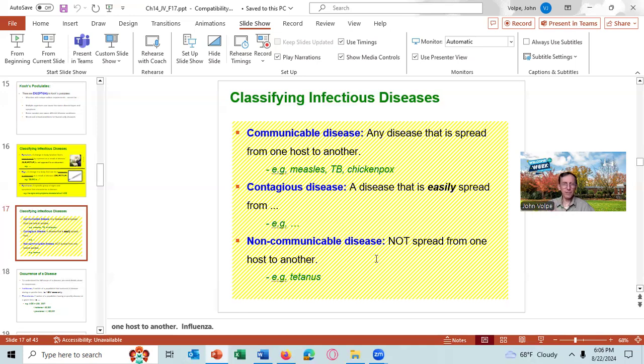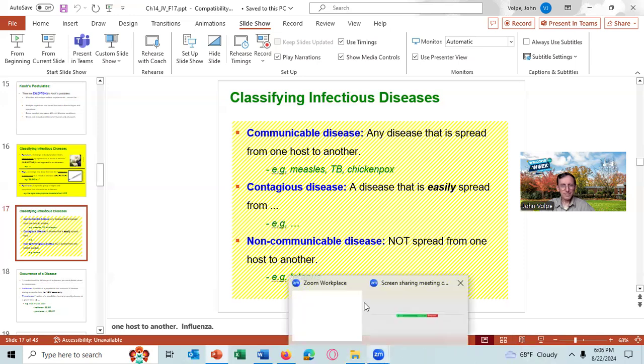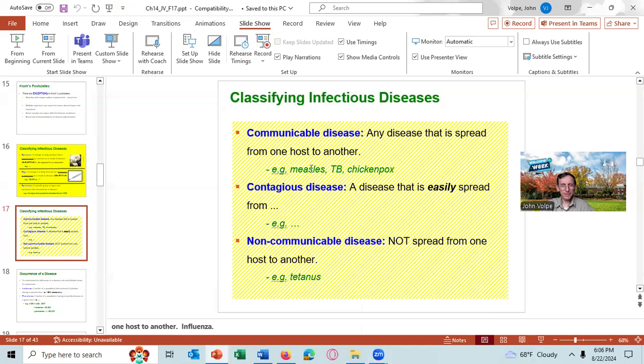All right, here's a question for you. Which of these three diseases is communicable but not contagious? Anyone have a guess? You have a 33% chance of getting it right.